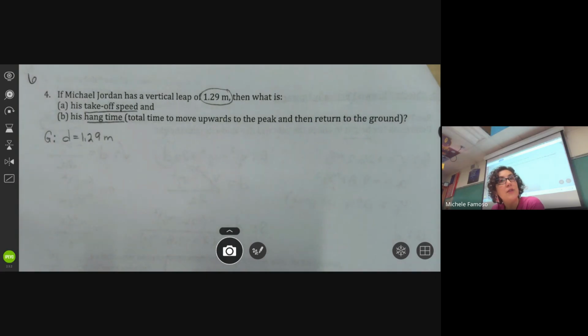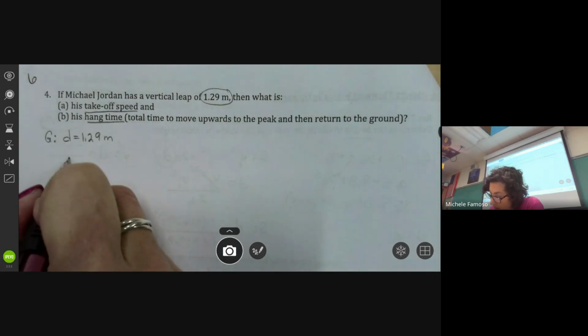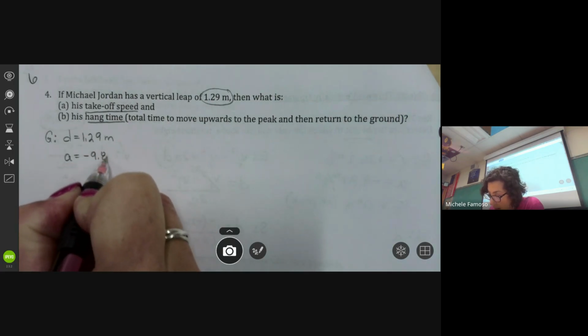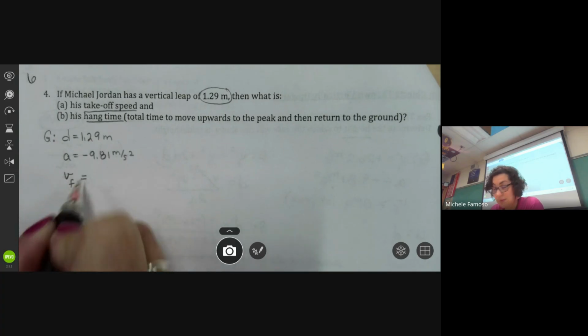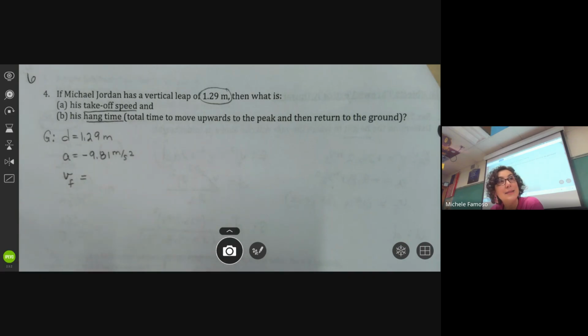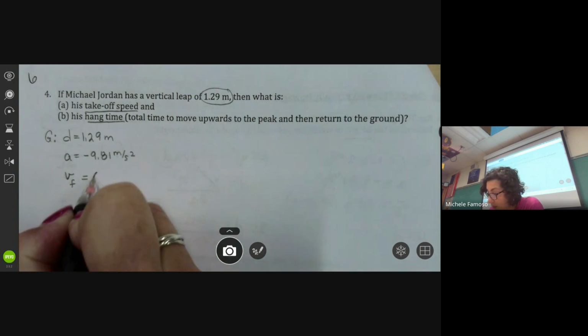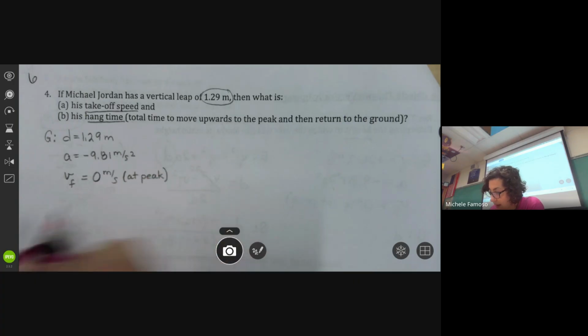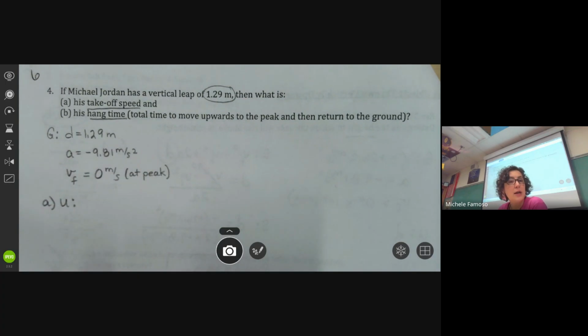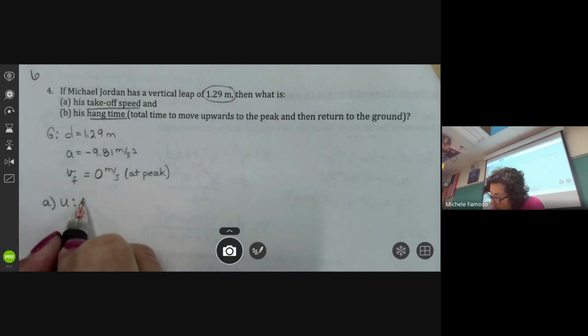Jackson, can you give me another given, please? Correct. And Khalees, how about another given? That's right. Because when we get to this, we are at the peak. All right. What are we looking for, Maxwell, in part A? The VI.